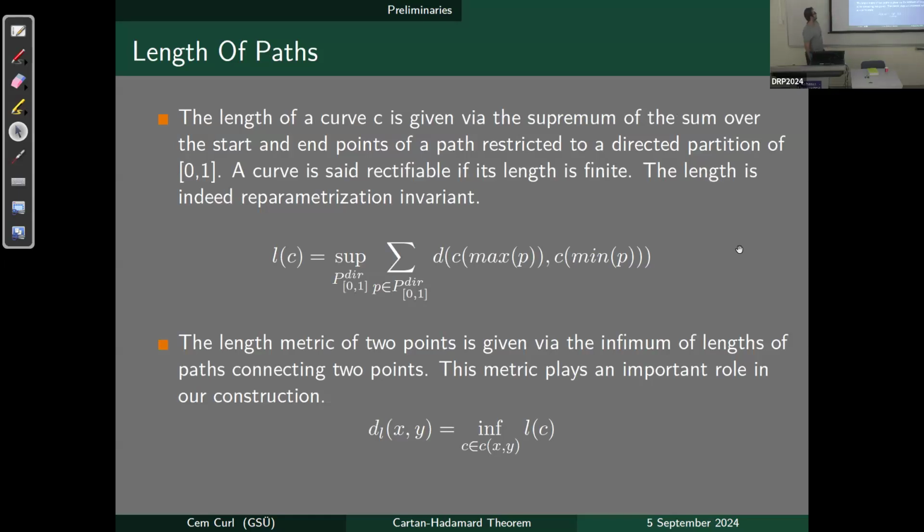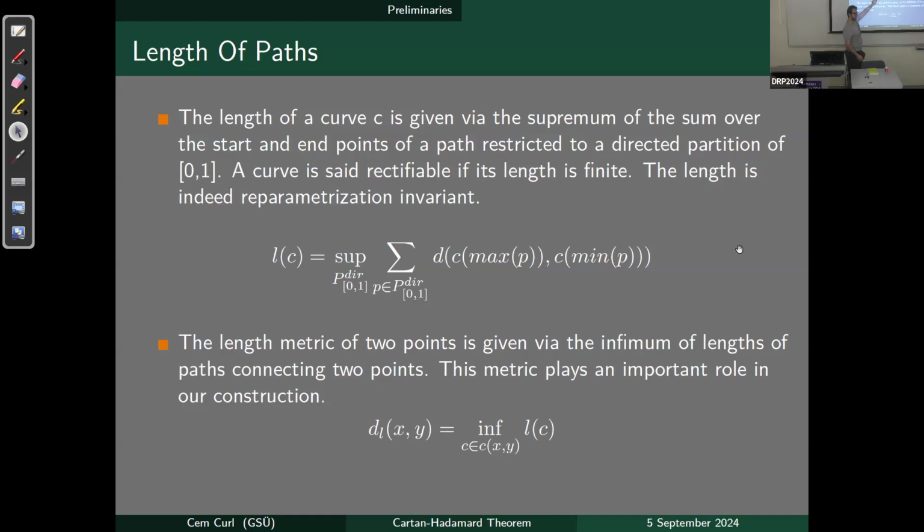We get to the length of paths. The length of a curve is the supremum of the sum over the start and end points of a path restricted to a directed partition of 0, 1. A curve is said to be rectifiable if its length is finite. The length is indeed reparameterization invariant, and it's given like this.